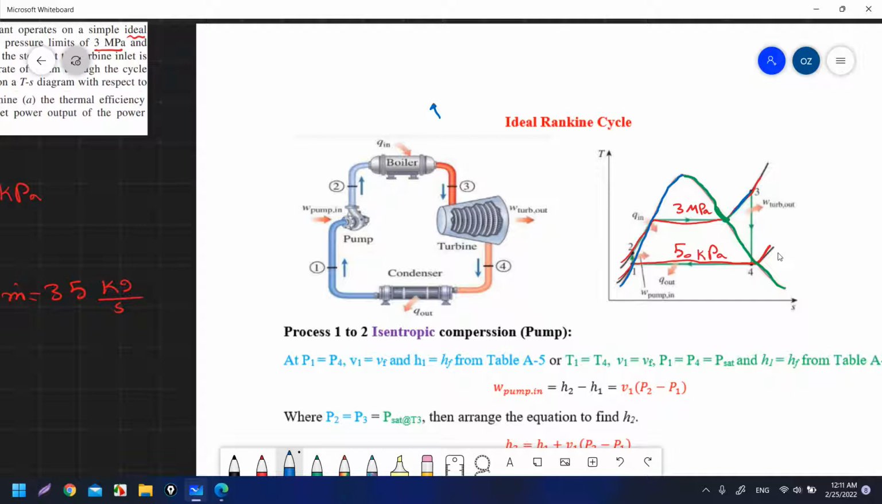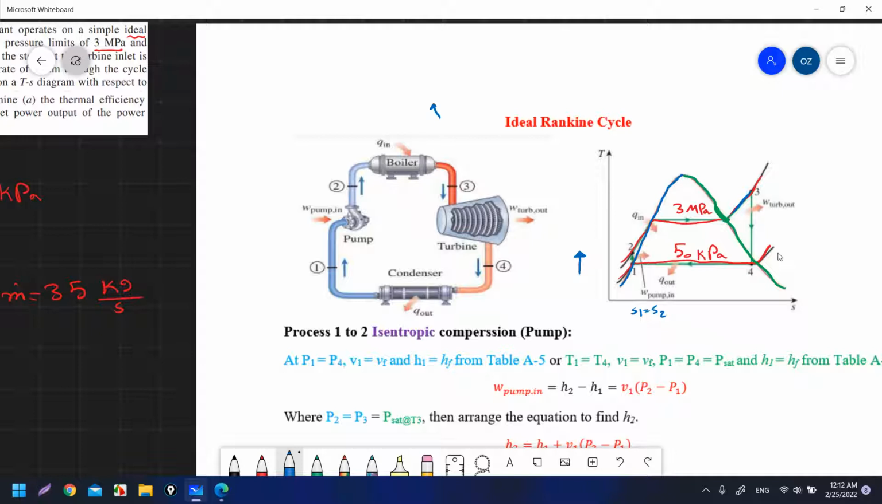They only draw it like this because they want it to be clear for you, but the correct drawing is isotropic, which means S is constant, so S1 is equal to S2. The line should be upward like this. Okay, a straight line up. They draw it like this because they want it to be clear.